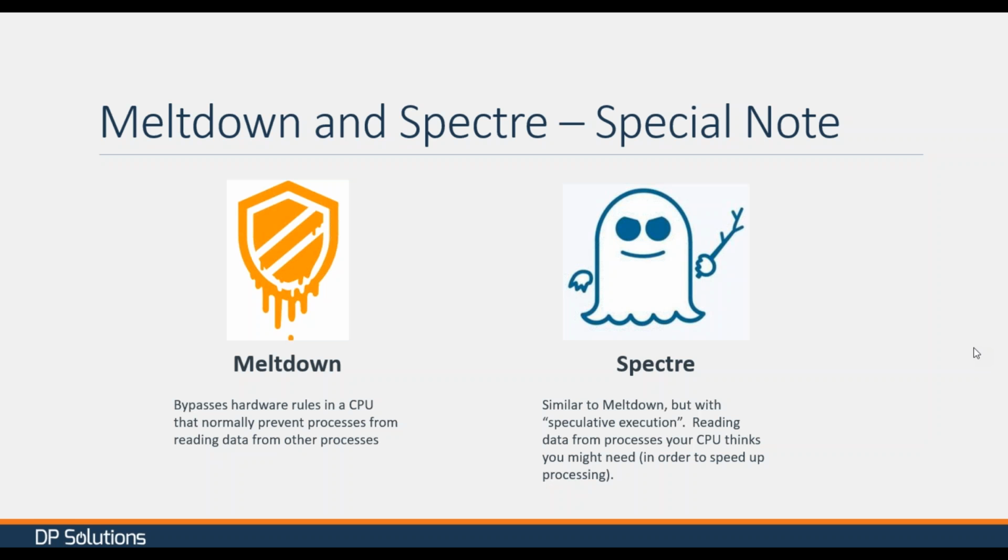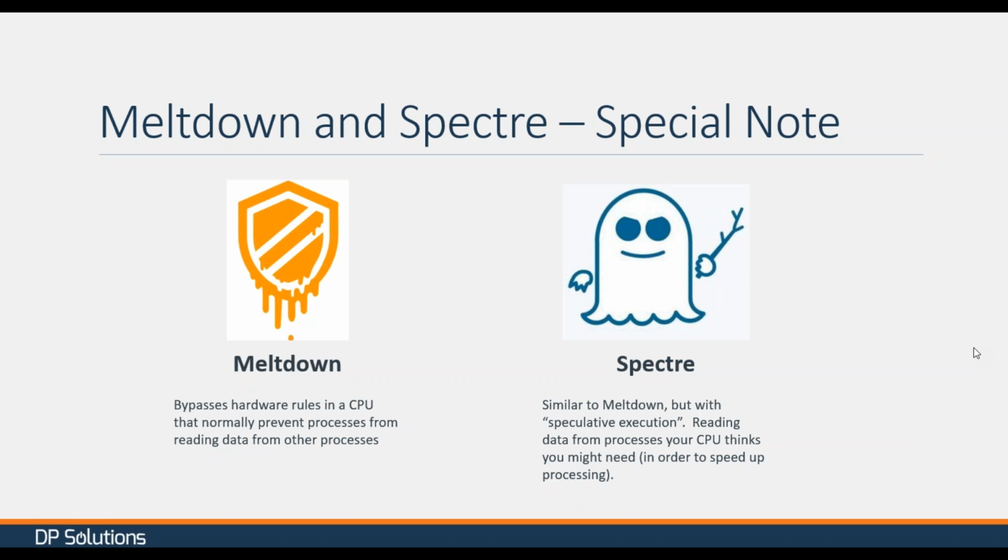Anyway, what Spectre is, it's focusing on that speculative execution. So it's reading data from processes your CPU thinks you might need in order to speed up processing. So your computer thinks you're going to need a piece of data from a specific part of memory, so it pulls it up, but you didn't actually need it. But now that process, because of Spectre, someone is seeing data that you didn't even necessarily ask for, but was stored within the memory of your machine. So that's what it does essentially.